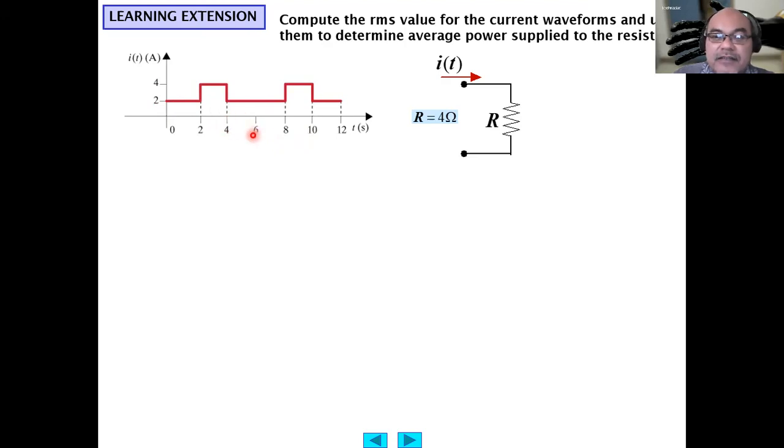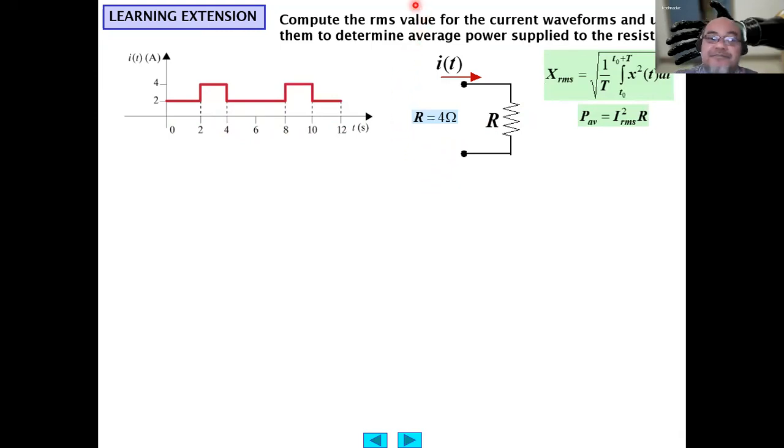Compute the RMS value for this current, and then use the value to determine the average power supplied to the resistor here. The resistor has the value of 4 ohm. If you are confused, you can just use this formula to calculate the XRMS: the square root of the mean, obtained by 1 over T integral from t0 until t0 plus T of x square dt. The average power can then be calculated from IRMS squared times the resistance value.